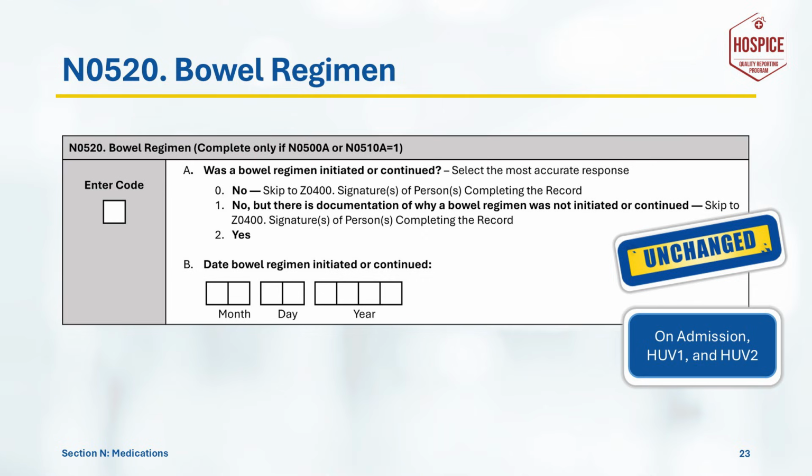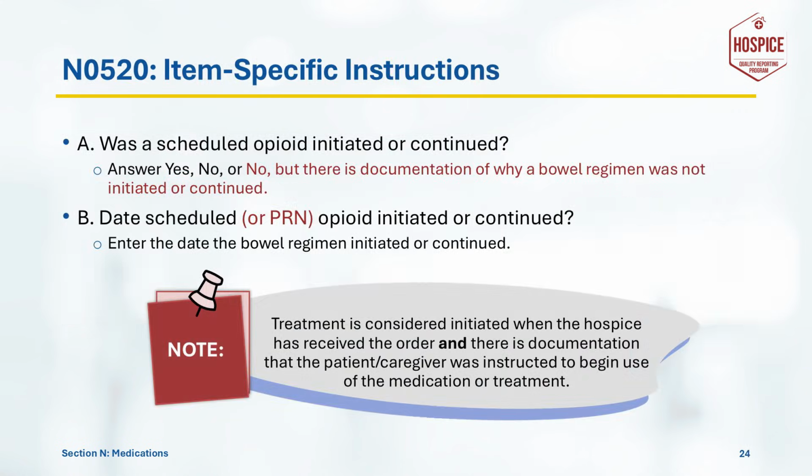The final item in this section is N0520, bowel regimen. This item remains unchanged, and again, is collected on admission and the new HUV time points. If a bowel regimen is initiated or continued, you'll select the most accurate response listed. If no bowel regimen was initiated or continued, you'd select code 0 and move on to section Z. If there was not a bowel regimen initiated or continued, but there is documentation of why it wasn't, you'd select code 1 and move on to complete section Z.